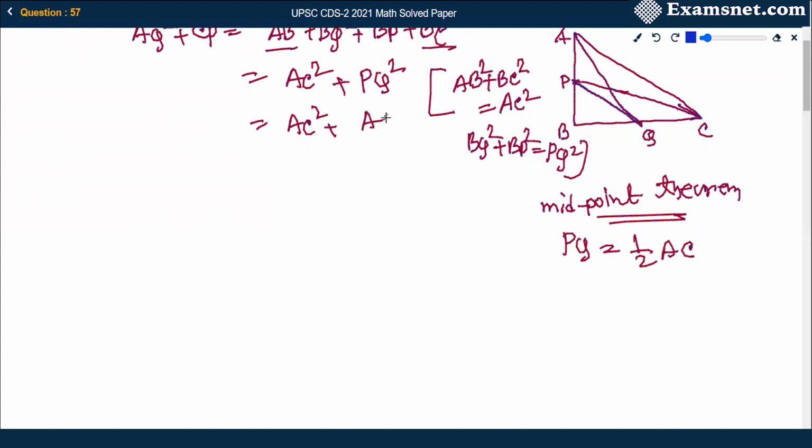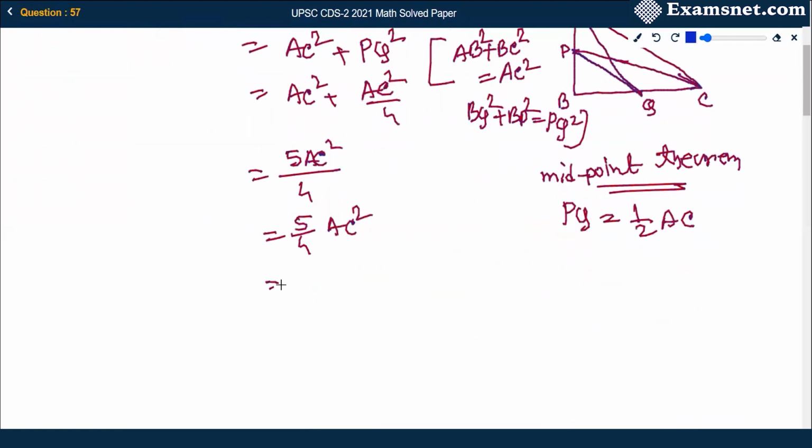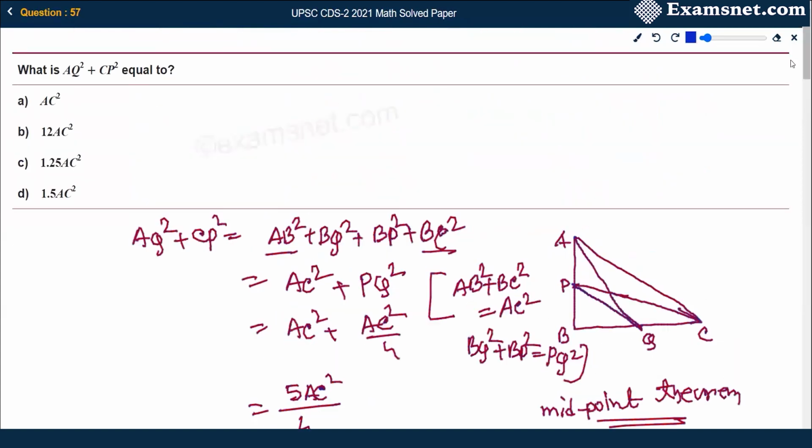So PQ square will be AC square by 4, correct? So that means it is AC square plus AC square by 4, that is 5 by 4 AC square. AC we already know the value. Let me check what we have got to find. Okay, so 5 by 4, if we convert it into decimal, we will get 1.25 AC square. So here option C, 1.25, is the correct answer.